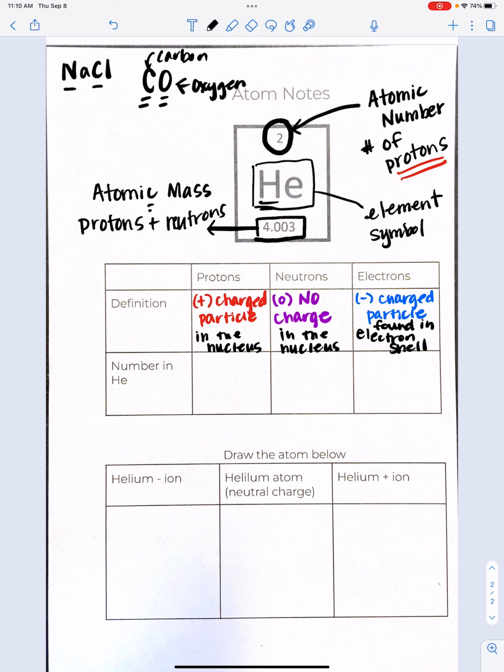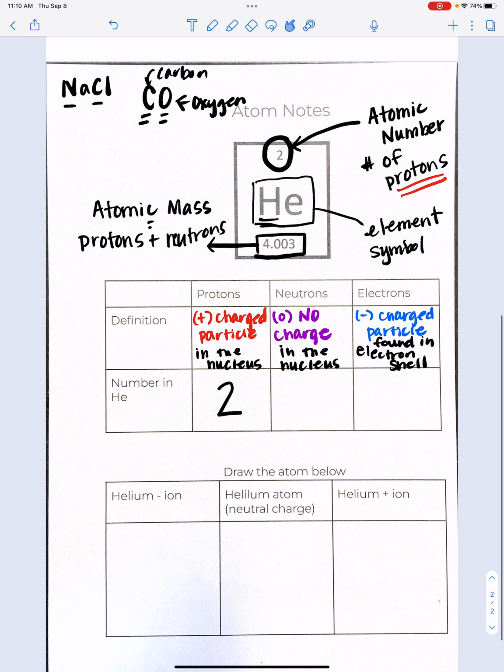All right, hopefully you paused. We can find the number of protons by looking at the atomic number. The atomic number in this case is 2, so there are 2 protons. Then if you look at the atomic mass, it's 4.003. For our purposes, we're going to round, so 4 minus 2, because there are 2 protons, equals 2. So there are 2 neutrons. And then we want to make sure that it is a neutral atom. So it is not charged, meaning it's not positive, it's not negative. And that means that the protons and the electrons have to equal out. And so there are also 2 electrons.